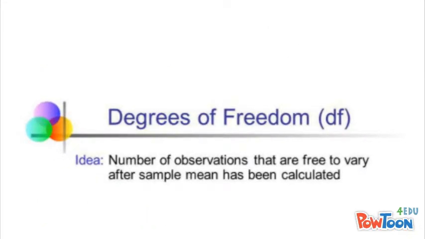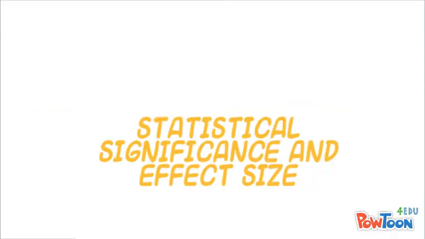You can find the degree of freedom for Pearson's correlation by subtracting 2 from the number of participants. The degree of freedom is the number of values in the final calculation that are free to vary.